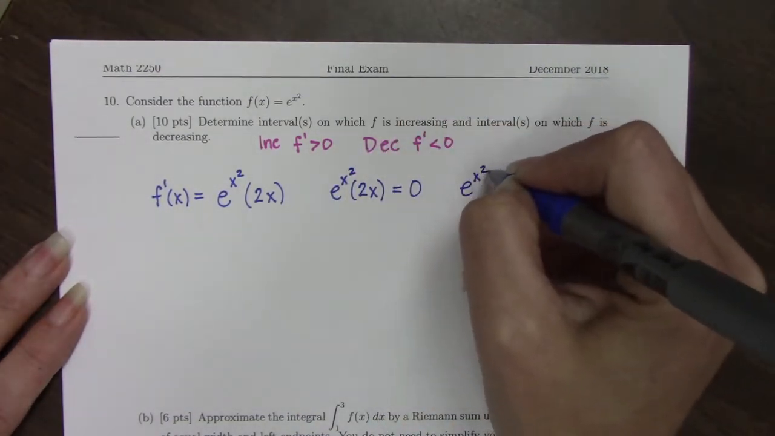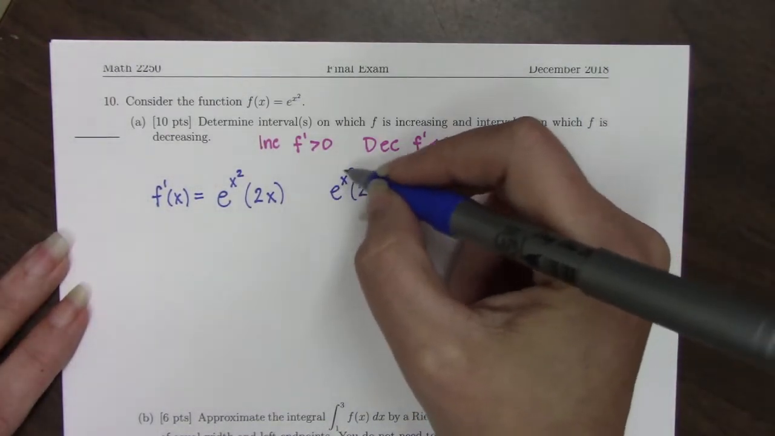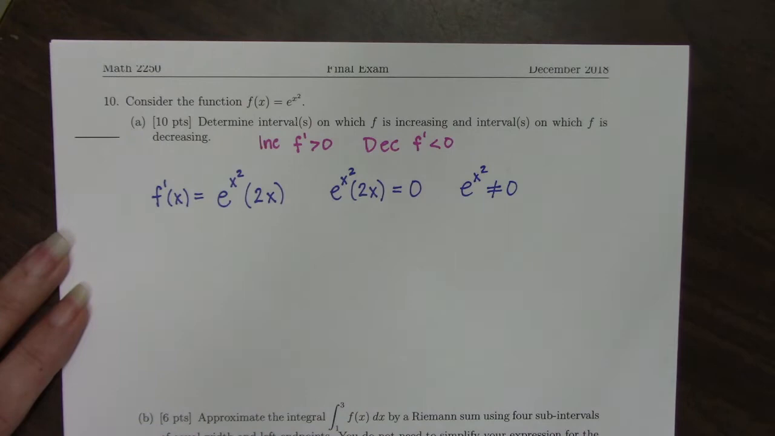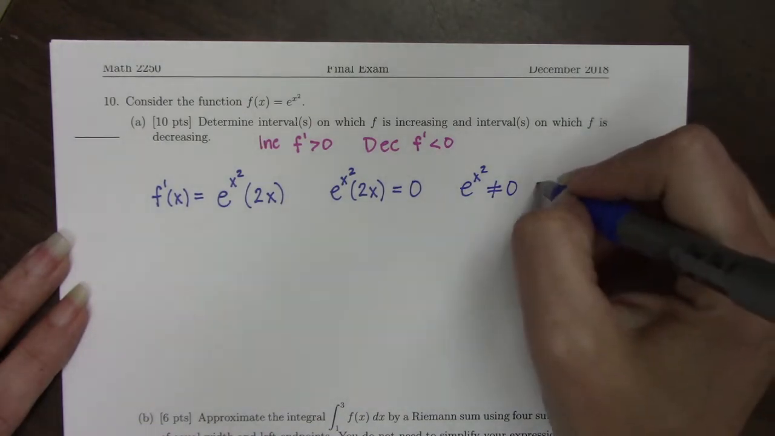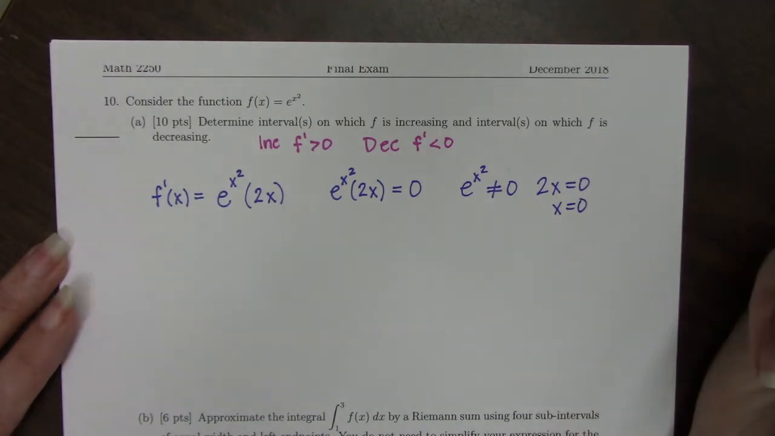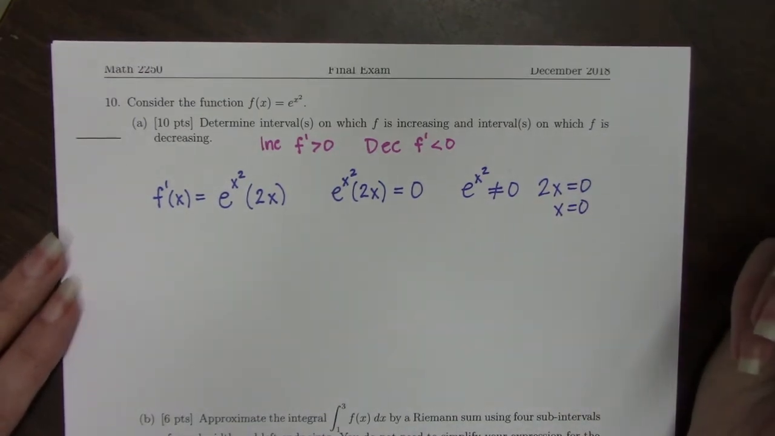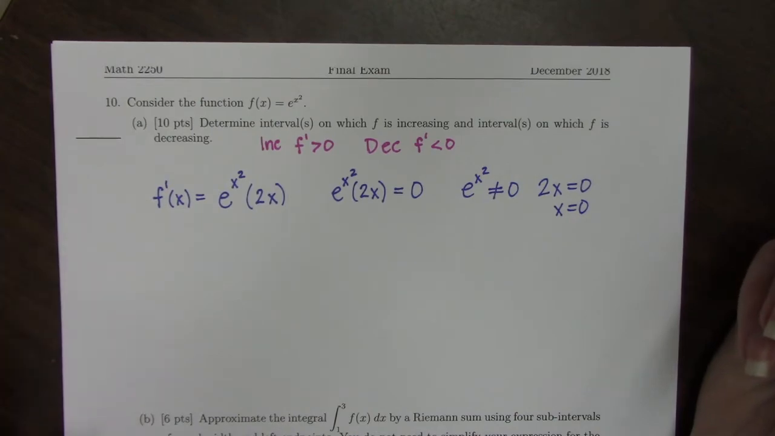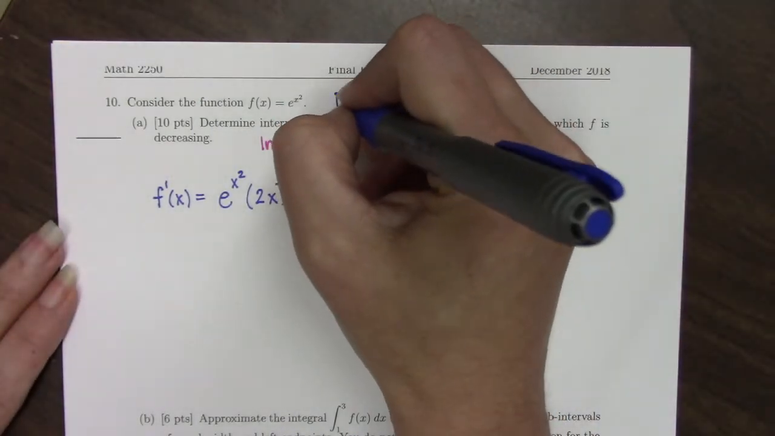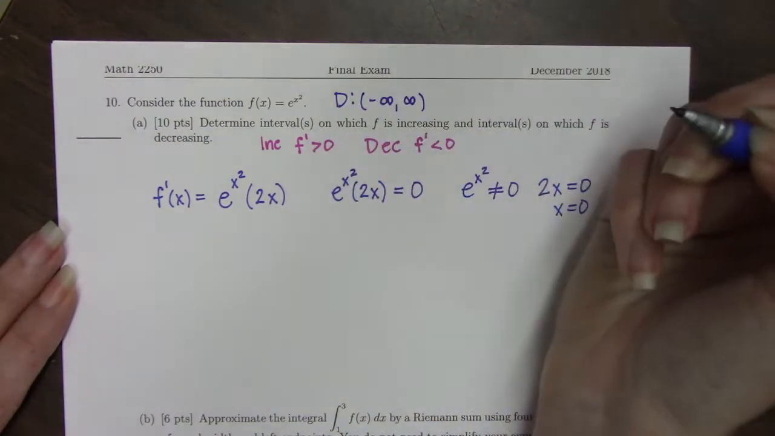E to the x squared will never equal 0, so this part of the function is never going to produce a 0 for us. However, if we set 2x equal to 0, we get a critical value of 0. Now I need to do the first derivative test across my entire domain. And the domain of this function is all real numbers.